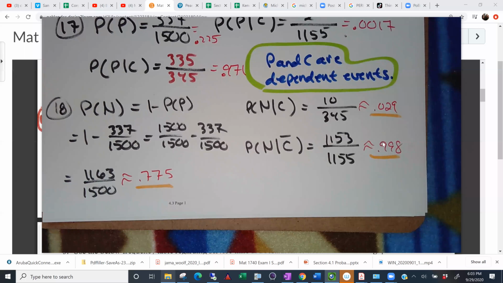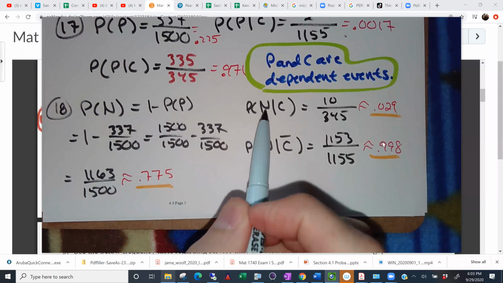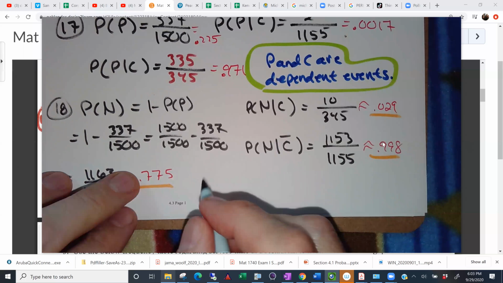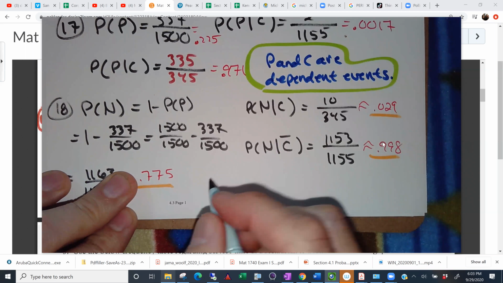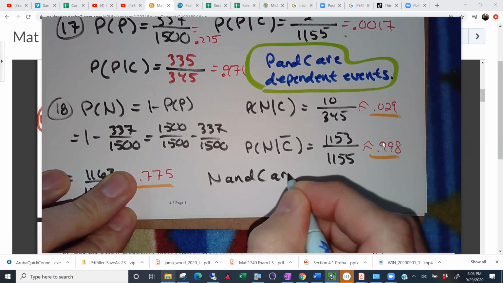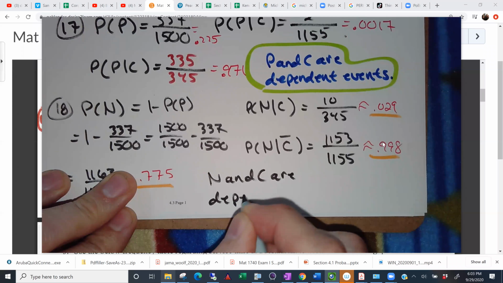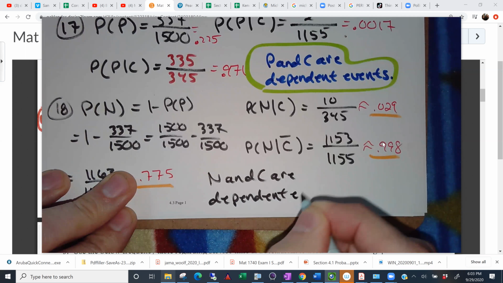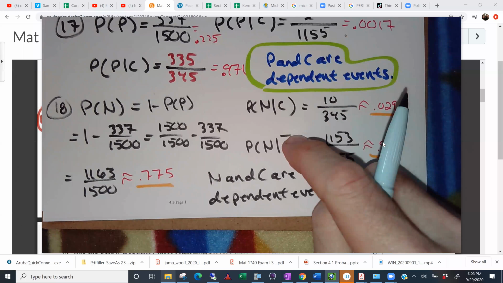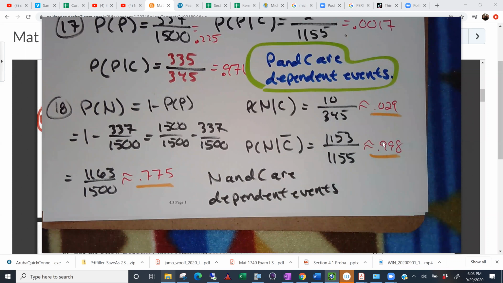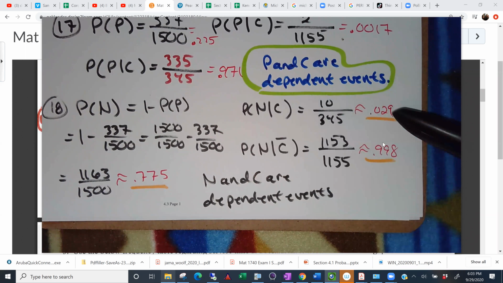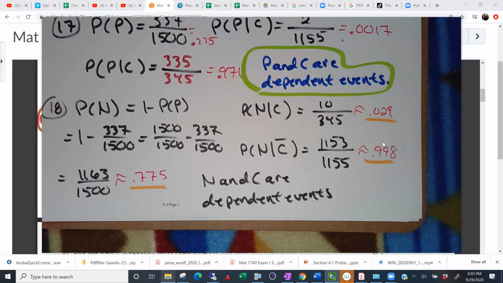So my question to you, are events N and C independent? No, they're not. N and C are dependent events. Yeah, because the outcome of one changes the probability of the other one. Whether or not you have hepatitis C certainly changes the probability that you'll have a negative test result.